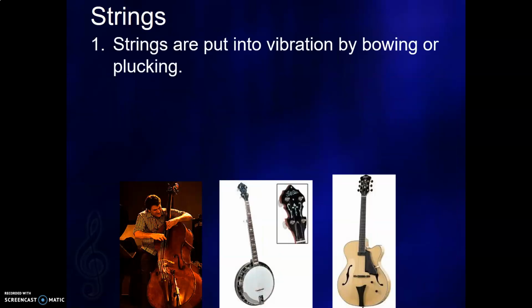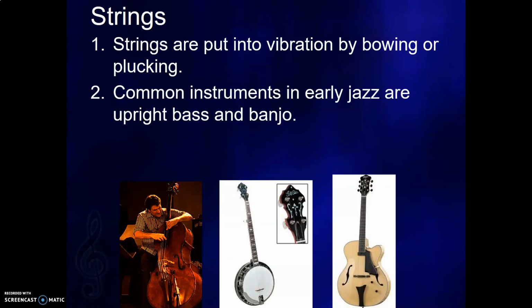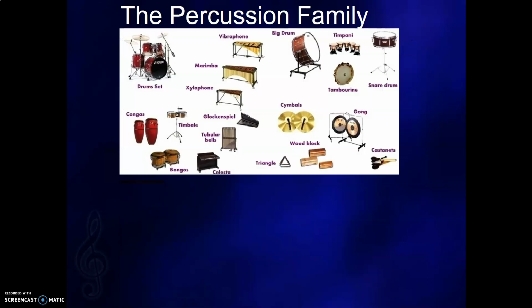Okay, so for jazz, well, actually, just speaking in general, strings are put into vibration by bowing or plucking. Jazz strings are usually plucked. Common instruments in early jazz are the upright bass and the banjo. Electric guitar soon replaced the banjo in importance, and that was because it could be heard with a big band. So the amount of volume is really important there.